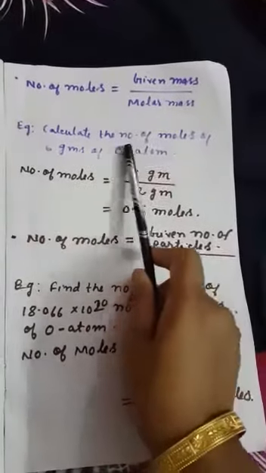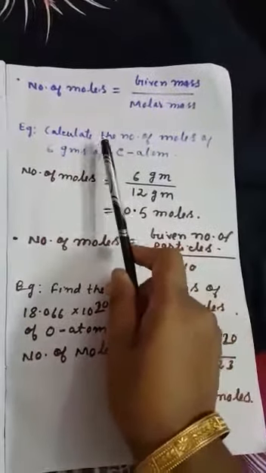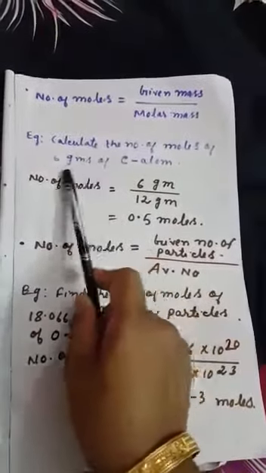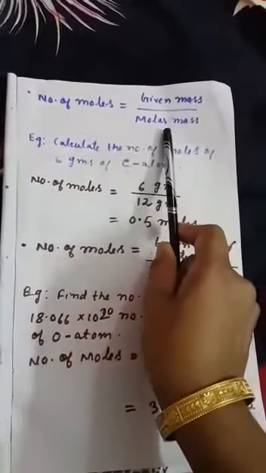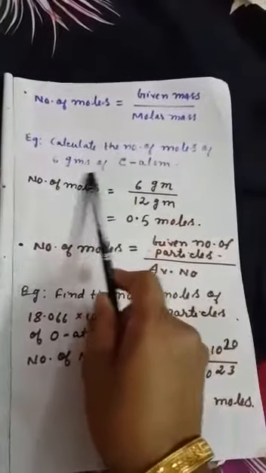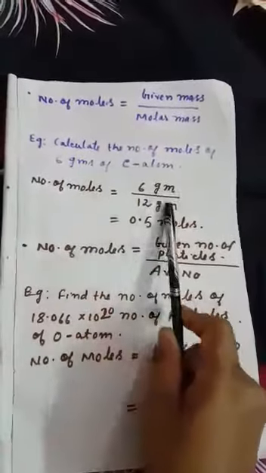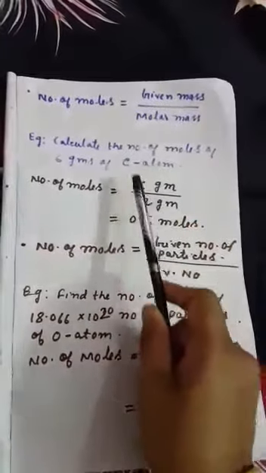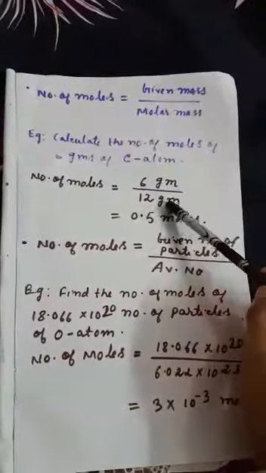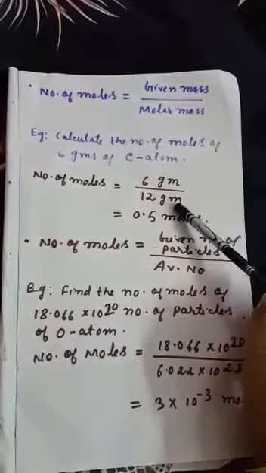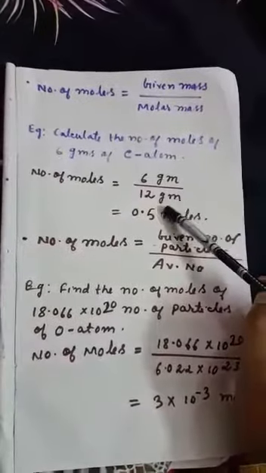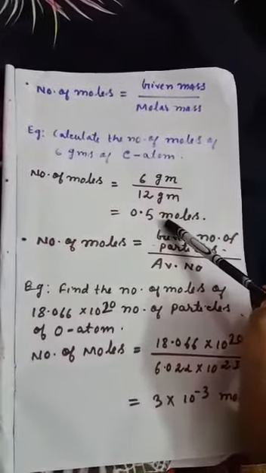For example, if the question is: calculate the number of moles of 6 grams of carbon atom. The mass is given in gram, so this formula you will use. Number of moles equals given mass, which is 6 gram. Given mass means the mass that is given in the question, and molar mass means the mass of carbon atom. It is 12 U, but we will write here 12 gram because this is gram atomic mass. Here you will write the unit as G. So after calculating you will get 0.5 moles.